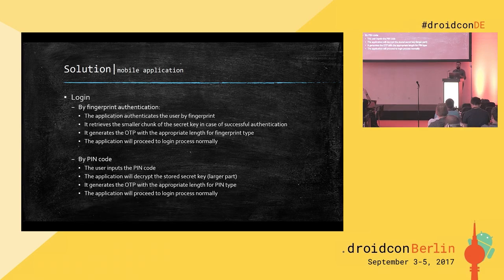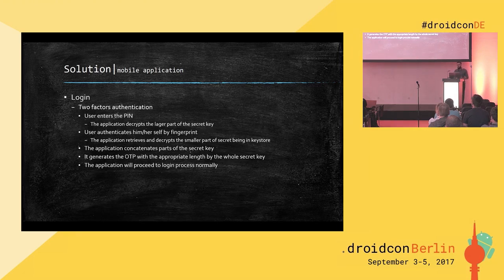But if the user wants to use a PIN code in order to authenticate, maybe because he needs to, for example, sign a transaction, the application asks the user to input the PIN code. Then the application decrypts the longer part of the secret key, which is encrypted on the device. Then with the plain text of the larger part of the secret key, which is 20 bytes in our case, it generates the OTP, sends that to the server-side authentication, and proceeds with the other process.